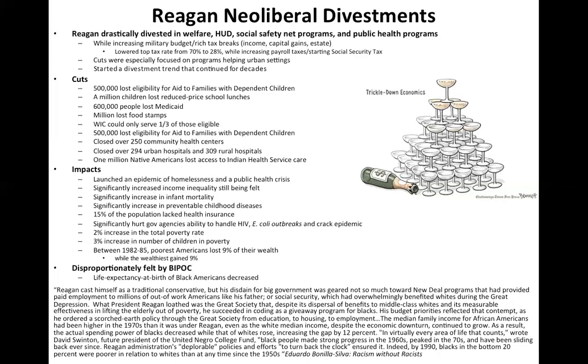At the same time, he drastically cuts. 500,000 families lose eligibility for aid to families with dependent children. That's what the welfare program was before Clinton reformed it. A million children lost reduced-price school lunches. 600,000 people lost Medicaid. Millions lost food stamps. It closed hundreds of urban and rural hospitals and launched an epidemic of homelessness. It significantly increased inequality, infant mortality, childhood diseases, and the population of people living without health insurance.